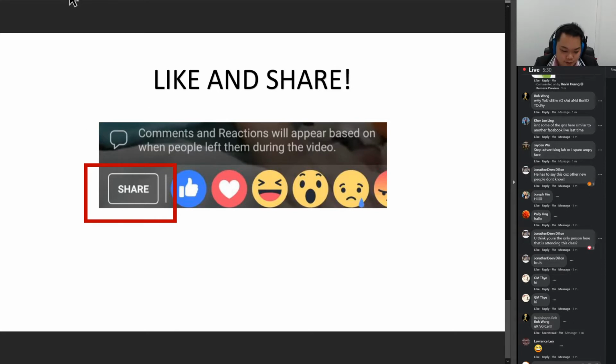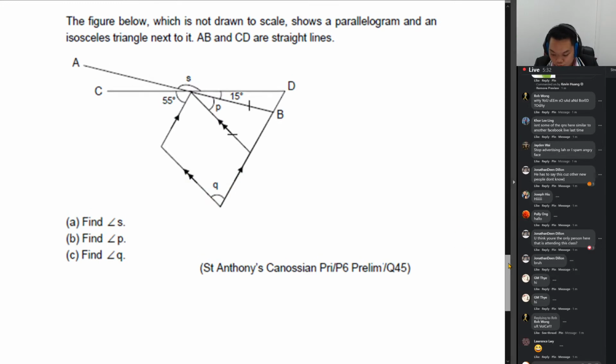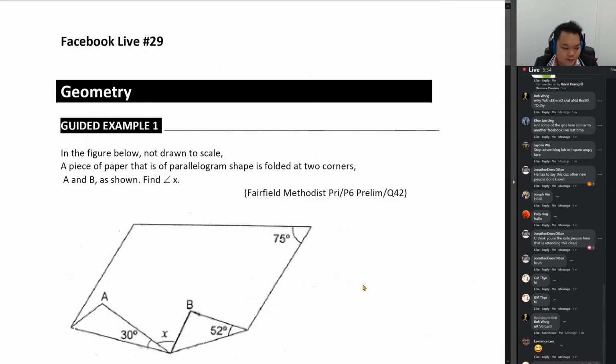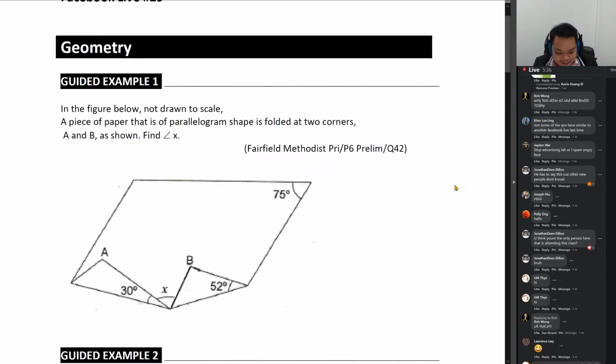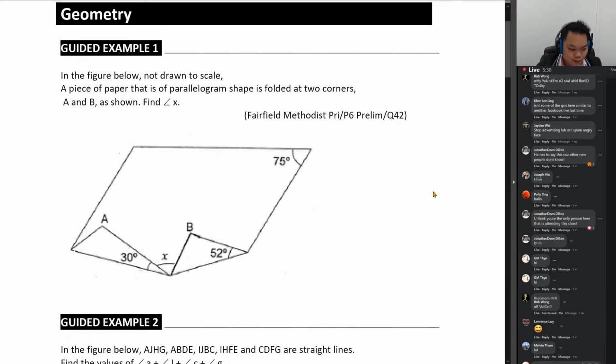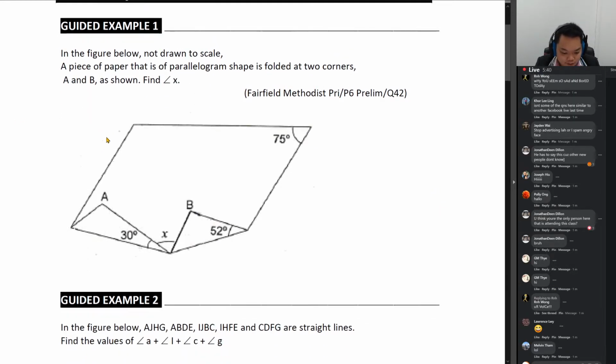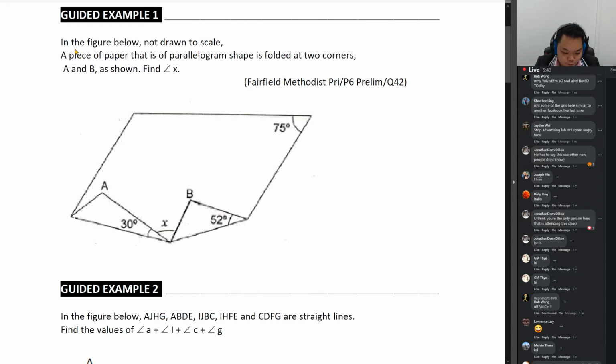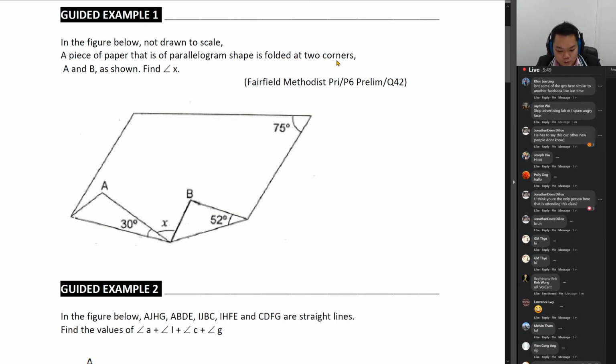Okay, but anyway, let's get straight to it. Let's talk about angles. In the figure below, not drawn to scale, a piece of paper that is of a parallelogram shape is folded at two corners, A and B as shown. Find angle X over here. So what would you do to find out this answer?